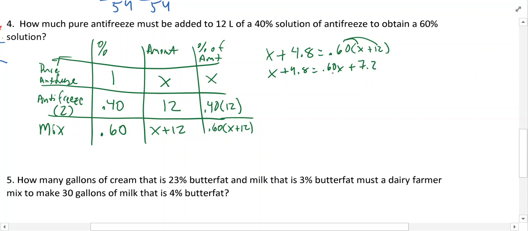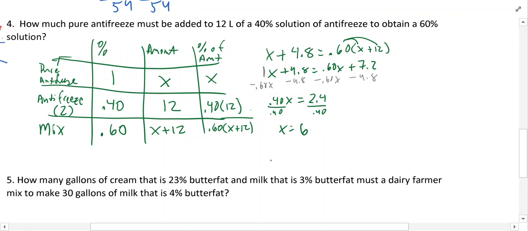Remember, since this is 1x and this is 0.6x, I'm going to subtract 0.60x to the left. Remember, there's a 1 here, so if you need to write that 1, write the 1. And then I'm going to subtract 4.8 to the right. When I simplify, 1 minus 0.60 gives me 0.40x equals, when I do 7.2 minus 4.8, 2.4. And then I'm trying to get x, so I'm going to divide each side by 0.40. When I divide by 0.40, I get x equals 6.